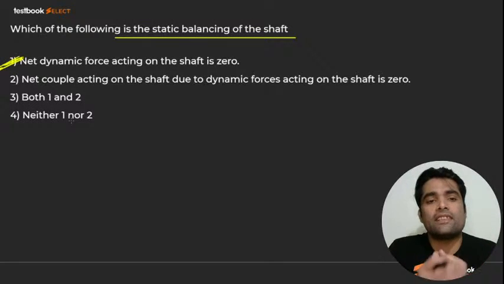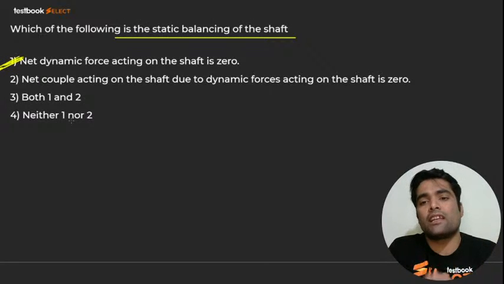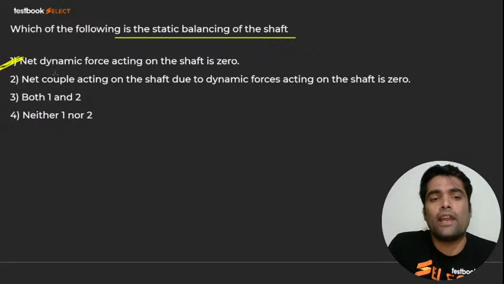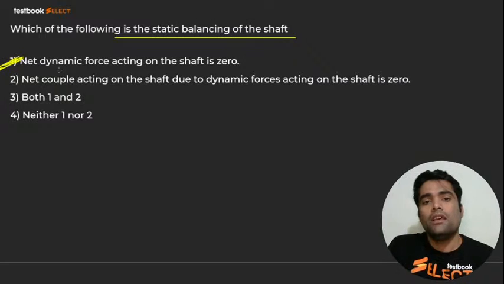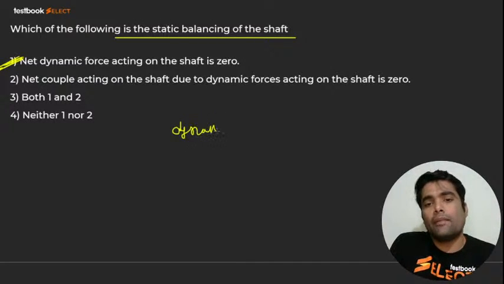But when it is dynamic, that is, the couple acting on the shaft due to dynamic forces acting on the shaft is 0. Both 1 and 2 होते किसमें? Dynamic के केस में. Supposed to be यहाँ static की जगह dynamic होता. Supposed they ask dynamic, then my dear, where will the answer be? Both 1 and 2.